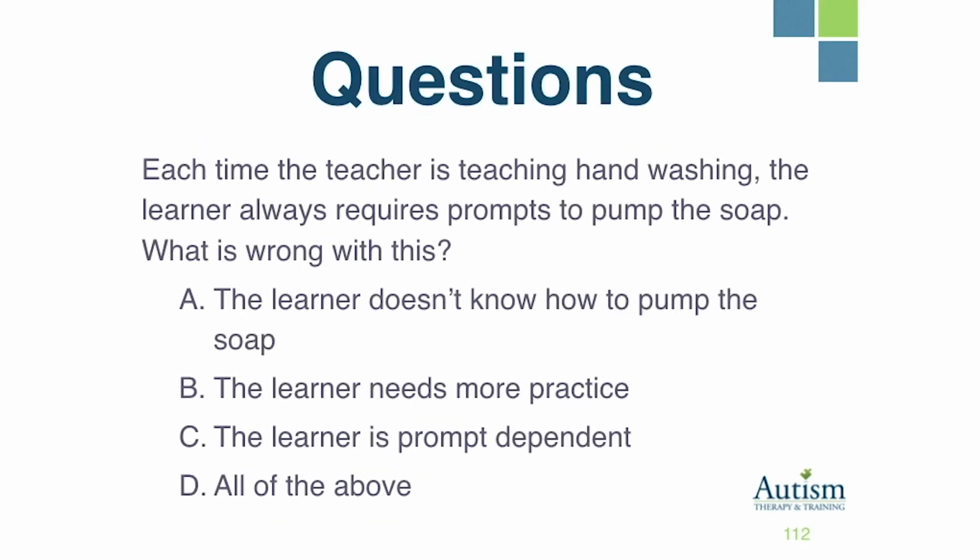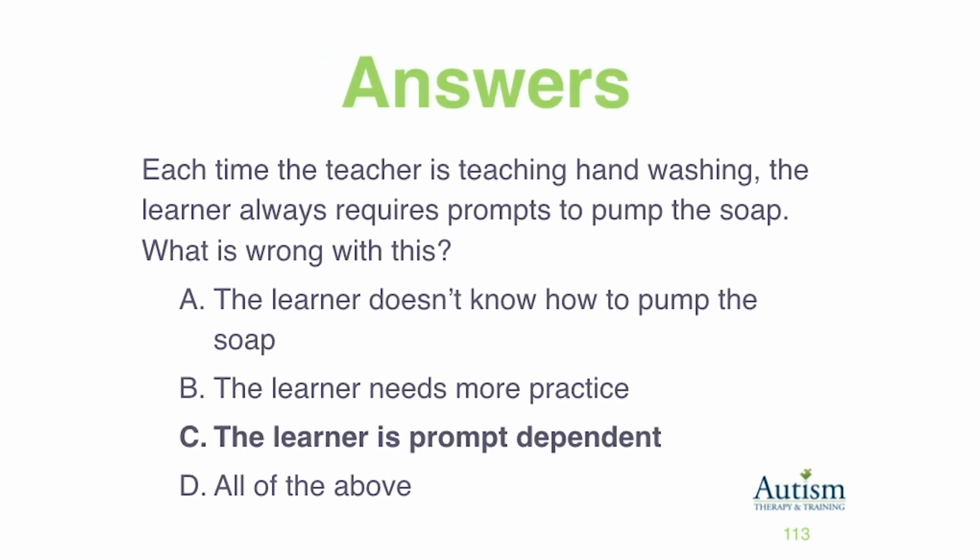Each time the teacher is teaching hand washing, the learner always requires prompts to pump the soap. What is wrong with this? A. The learner does not know how to pump the soap. B. The learner needs more practice. C. The learner is prompt dependent. Or D. All of the above. And the correct response is C. The learner is prompt dependent.